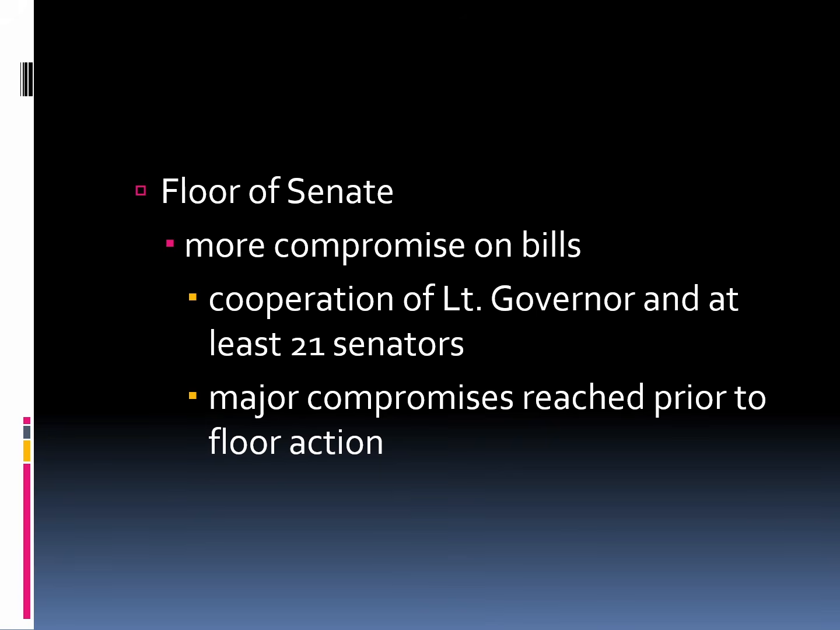If they know that they have the cooperation of the lieutenant governor and at least 21 senators, they'll go ahead and introduce it, or they'll go ahead and schedule it for floor action. Or they'll say, all right, we have enough votes for it to go through. So the compromises are reached prior to floor action. If they don't feel that they have the votes, they'll go ahead and kill it right there.